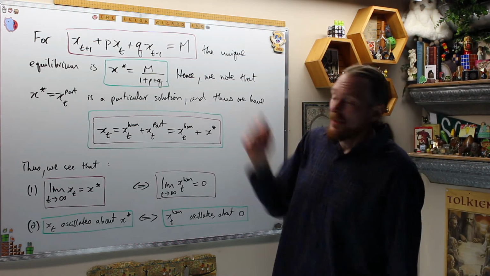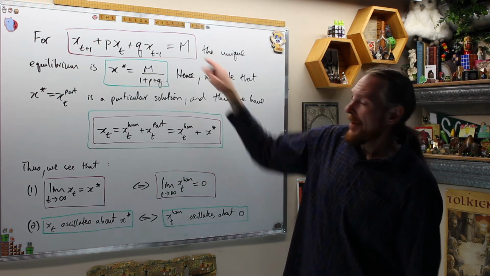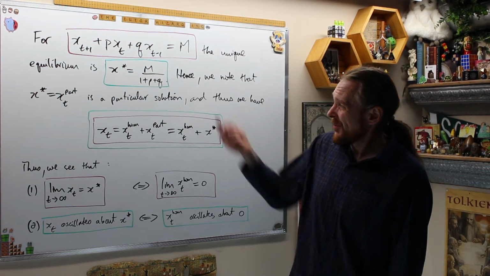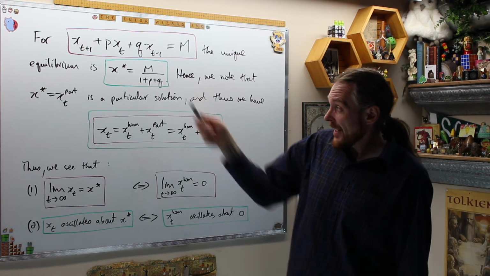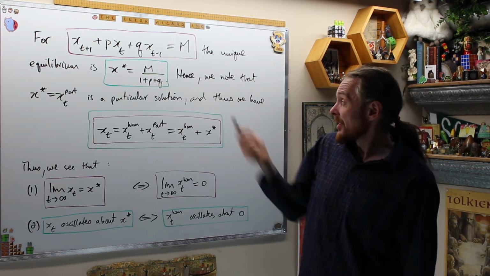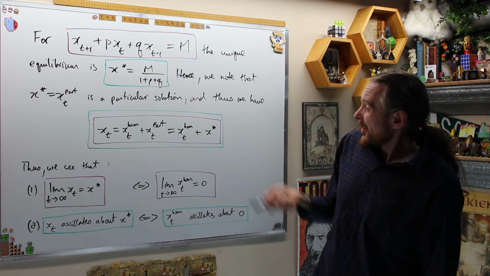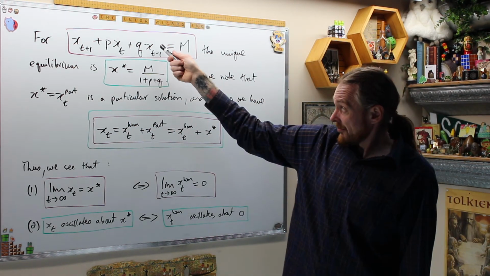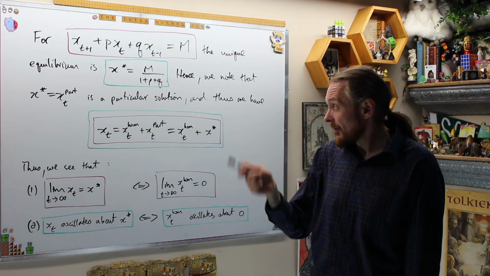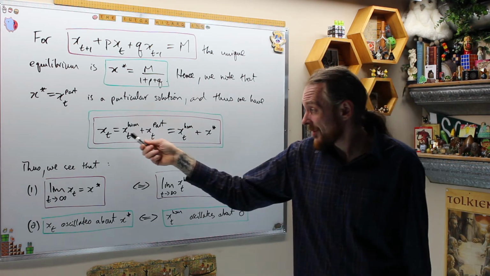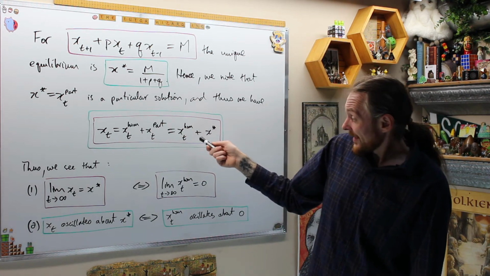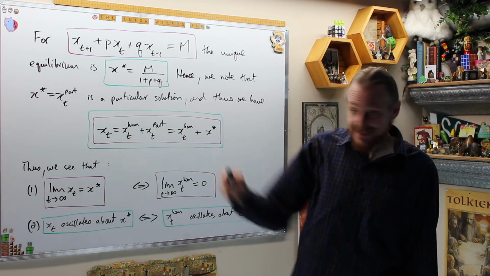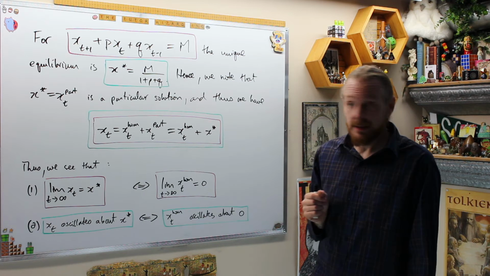Okay, to finish off, we're going to do the non-homogeneous case where m is a real number. And so for this second order difference equation, the unique equilibrium is x star equals m over 1 plus p plus q. And here we're going to notice that x star is a particular solution to this difference equation. And so we know that the general solution is the homogeneous part plus a particular part. In particular, this time what we're going to have is the homogeneous part, which we just did last time, plus this equilibrium, x star.